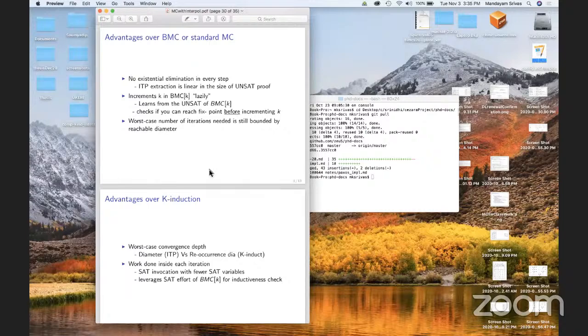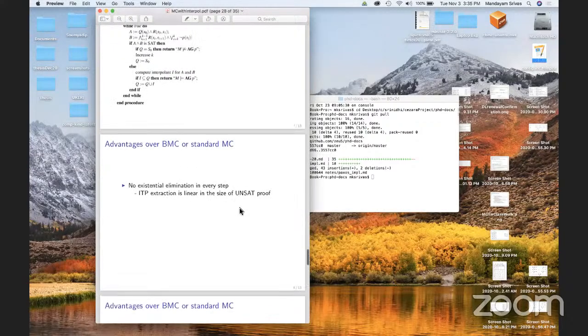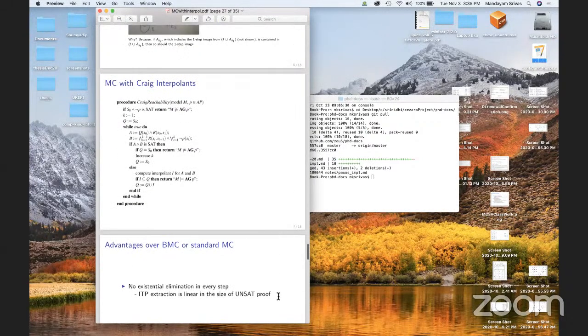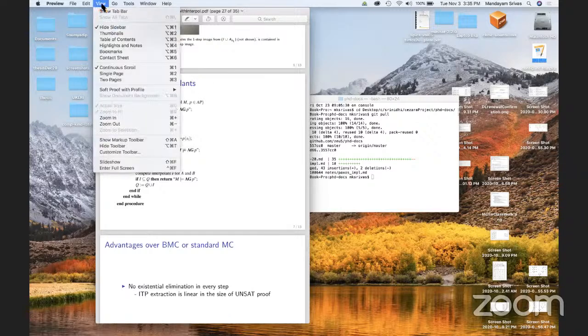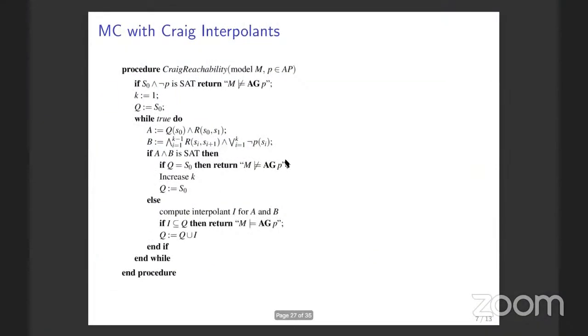Okay, so before I move to the agenda at hand, I just want to spend a few moments on this algorithm. I'll illustrate it on an example, and then I move to the main thing. So this is the main algorithm.